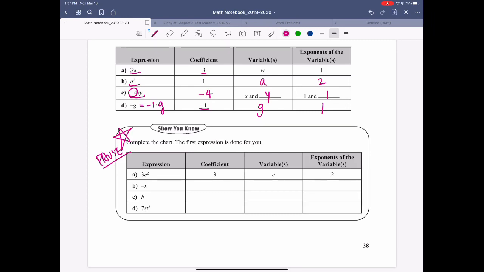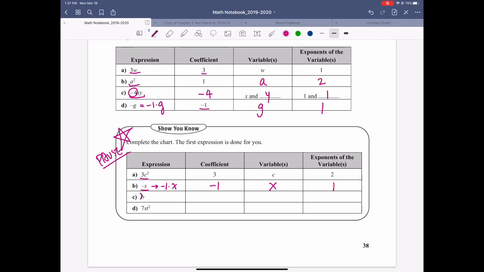Okay, if you're done, come back to the video. So let's compare answers. Coefficient would be 3 in this case. Variable c, exponent is 2. So coefficient for this one is a negative sign only in the front. So it's going to be negative 1 times x. So coefficient is negative 1. Variable is x. There's nothing on x as the exponent, so we assume it's a 1. Okay, it's because it's hidden.